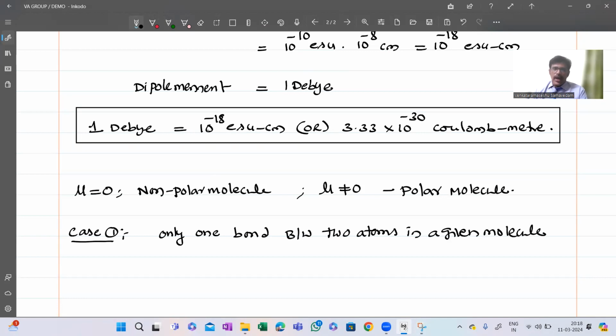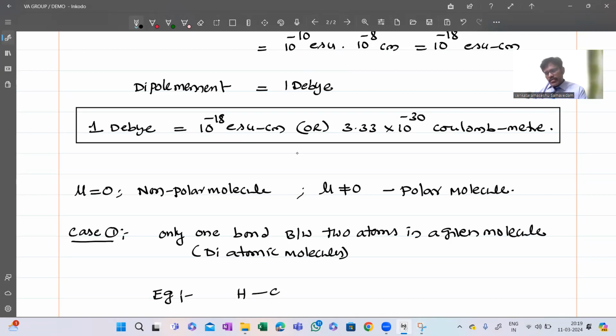That means in the case of diatomic molecules, let us take only the case of diatomic molecules. How can we say the dipole moment? Example, I will change the example, H and Cl I will take. Here, Cl gets partial negative charge and hydrogen gets partial positive charge, then it is said to be a polar molecule.